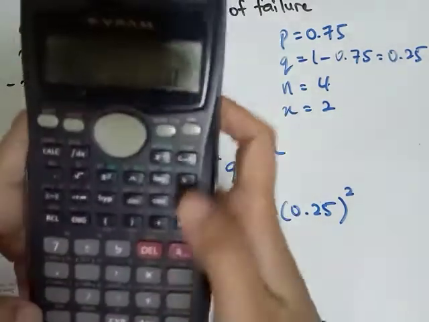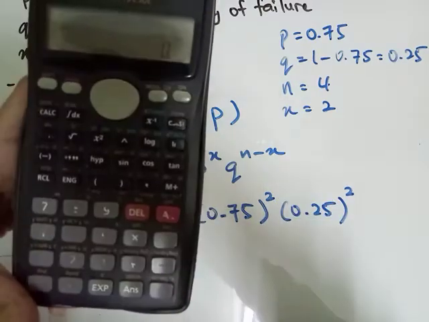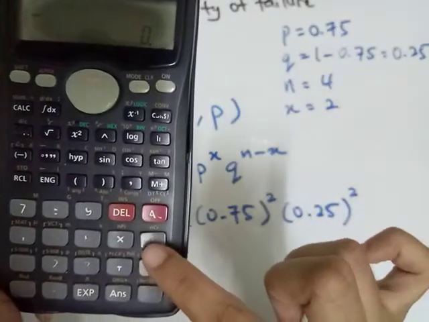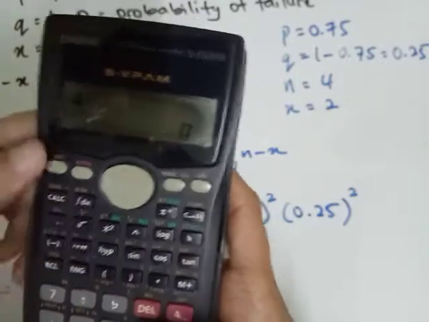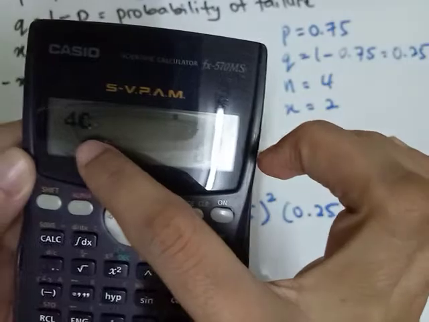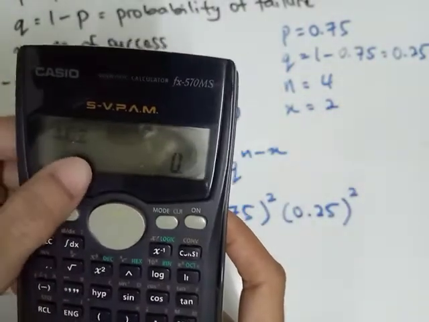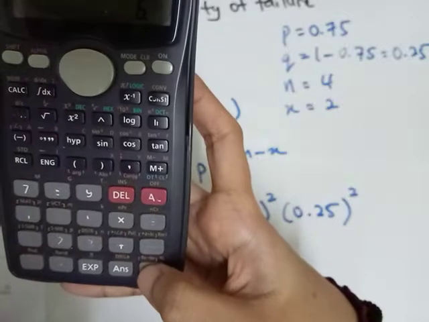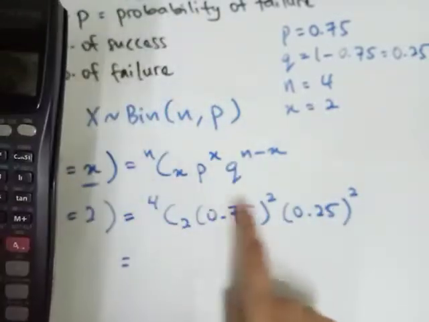Okay, I repeat again. Dekat bahagi tu ada NCR. Nampak tak? So nak tekan 4C tu, awak tekan 4 dulu, and then shift, and then baru tekan bahagi. So dia akan keluar C kat situ. Okay, and then baru 2. NC2, that means 4C2. Awak tekan equal dulu, and then dia akan keluar 6. Barulah awak calculate yang lain.